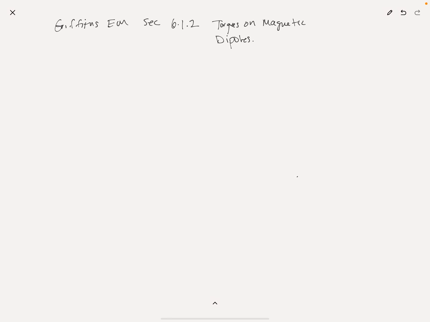Griffiths E&M section 6.1.2, torques and magnetic dipoles. Magnetic fields are generated by currents. Now, if you were to zoom in on some material and look really closely, you might see many little regions of space carrying currents.